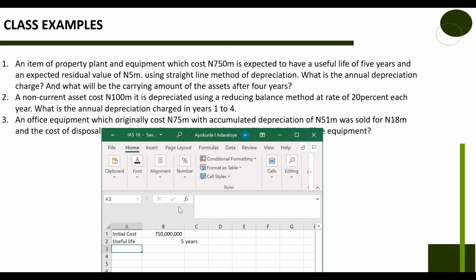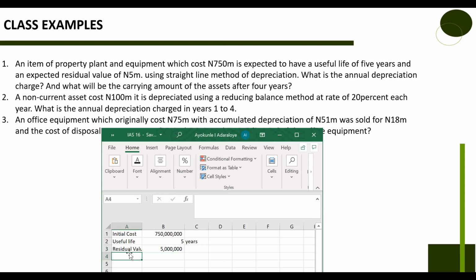Oh no, we missed something. It's expected to have a useful life of 5 years and an expected residual value of what? 5,000. So write residual value of what? 5,000. Let's add some commas to make it good looking.